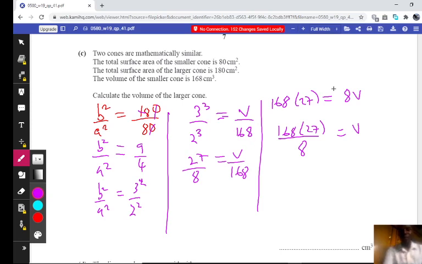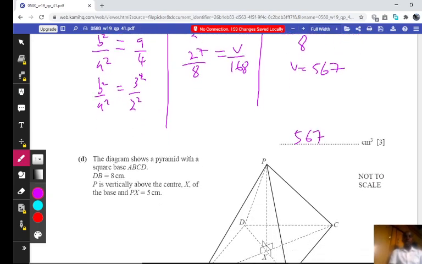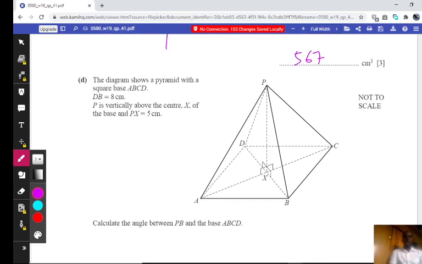567. So this one will be 567 right away. So that's the volume of the bigger shape. That's how you do it when it comes to similarity.